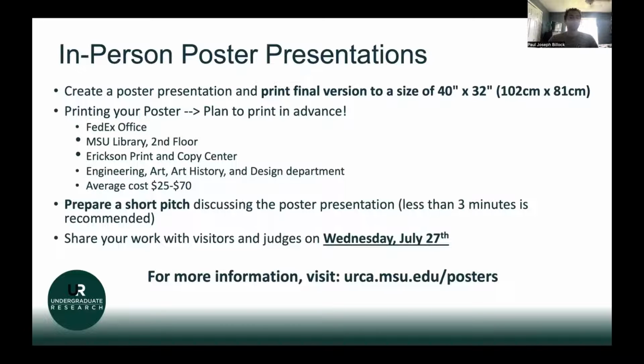Now for in-person poster presentations. So a general overview. You're going to want to create a poster that is printed to the final version of 40 by 32 inches. This can be horizontal or vertical. The best place to print on campus is the MSU Library or the Erickson Print and Copy Center in Erickson Hall. You will also want to prepare a short pitch. It's recommended to be less than 3 minutes. For help making posters, visit urca.msu/posters.